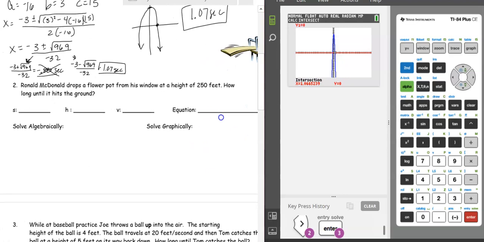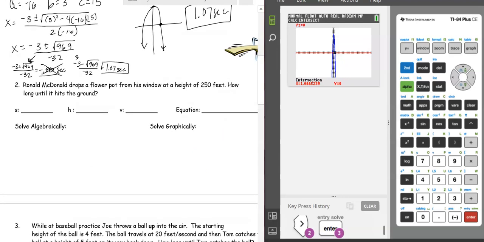So here's another one. It says Ronald McDonald drops a flower pot from his window at a height of 250 feet. How long until it hits the ground? So the starting height of the flower pot is 250. The ending height is ground. Ground is always 0. Since he is just dropping the flower pot, there is no velocity.